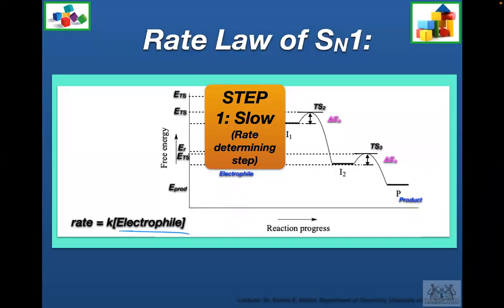And so it's important for you guys to be attentive to that, because that's a distinguishing feature, or one of the distinguishing features that separates the SN1 mechanism from the SN2.